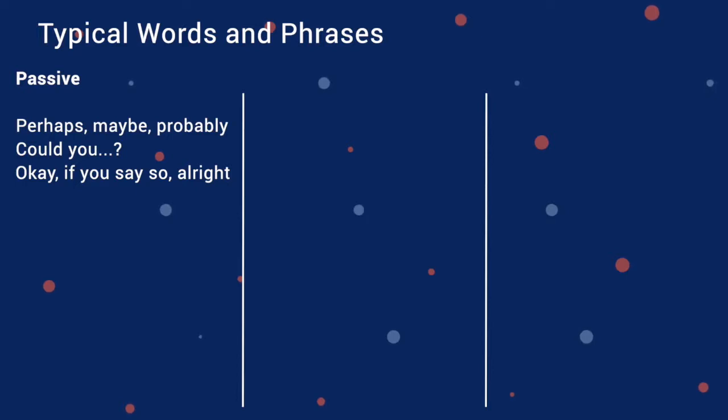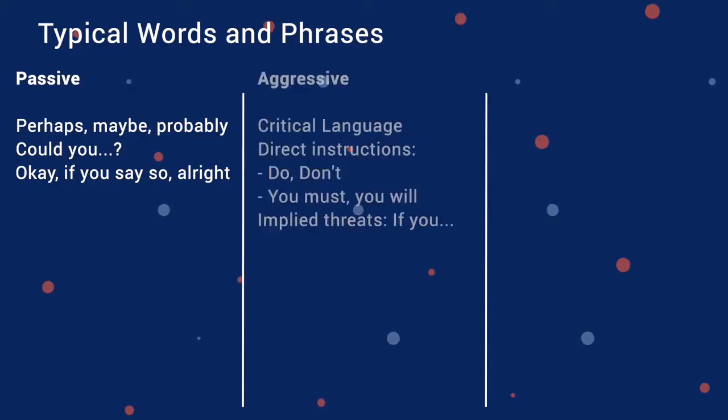The kinds of words you'll hear with aggressive behaviors are often either criticism and critical language, or very direct instructions like do and don't, and you must and you will. You might also get implied threats like if you do this, or if you don't do that.